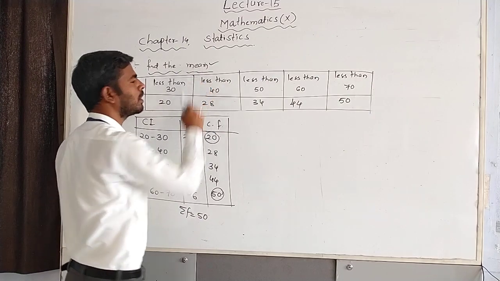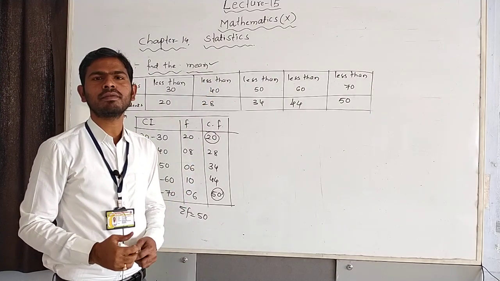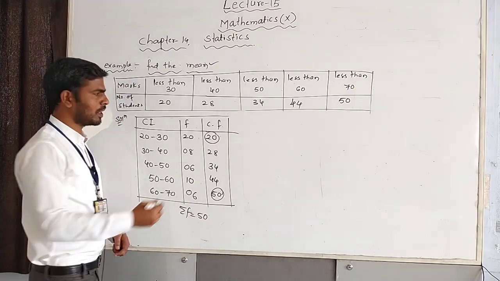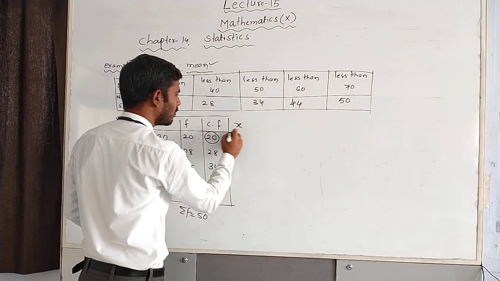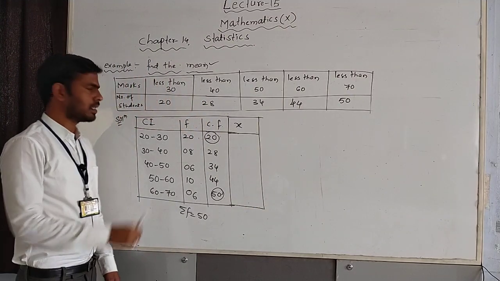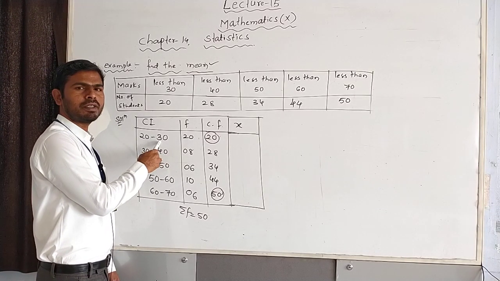Next you have to find the mean. You can find the mean by three methods: the direct method, the assumed mean method, and the step deviation method. You can use any one method. First, for the mean you require the class mark, that is x. X means upper limit plus lower limit divided by 2, or lower limit plus upper limit divided by 2.